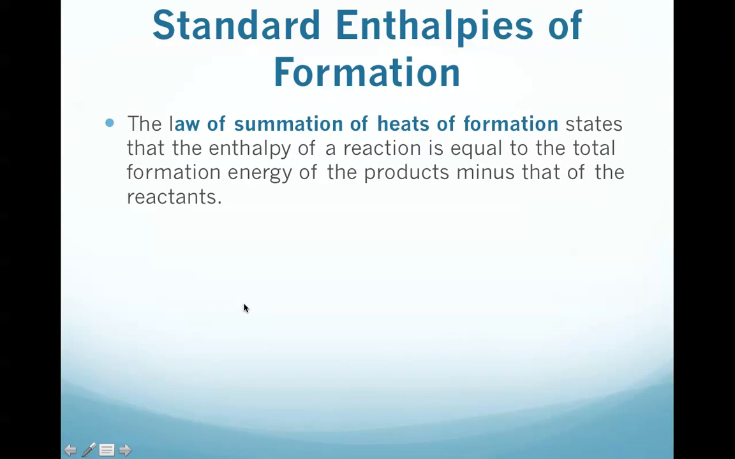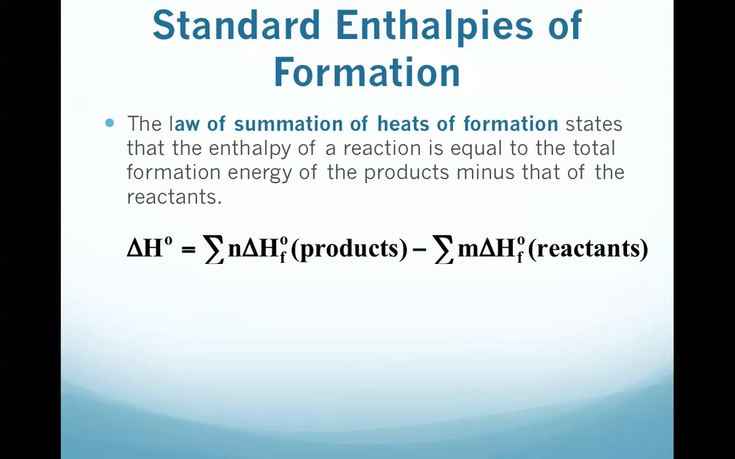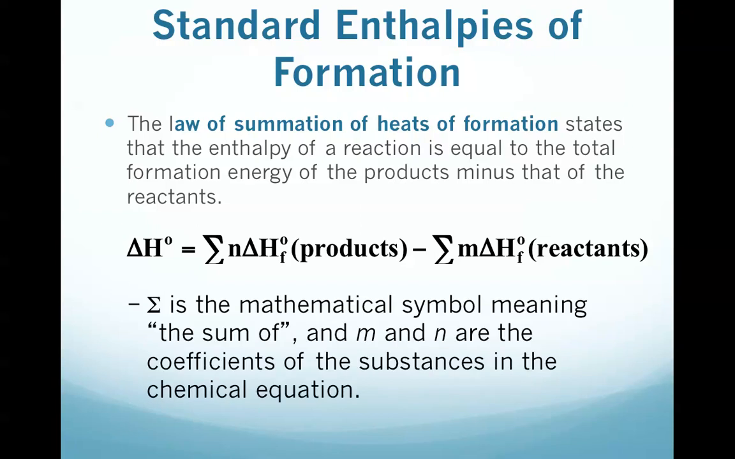All right, so standard enthalpies of formation, standard heat of formation. What it says is the enthalpy of a reaction is equal to the total formation energy of the products minus the reactants. So delta H of the reaction is equal to H of products minus H of reactants, or H final minus H initial, whichever way you want to look at it. That little crazy E sign means sum. Hopefully you guys know that by now from math or Excel. So sum of the products minus the sum of the reactants. M and N are coefficients of the substance.